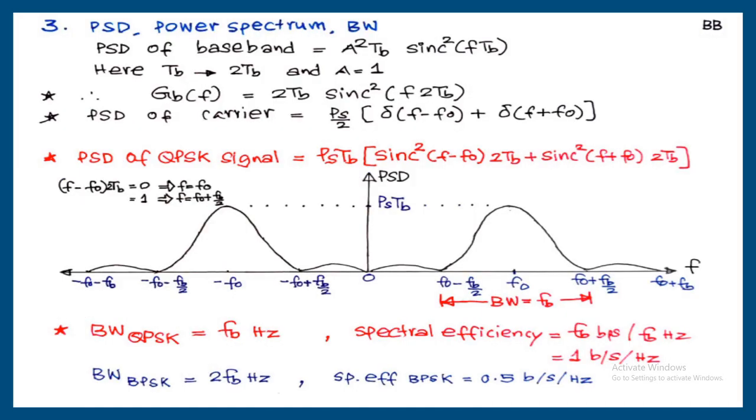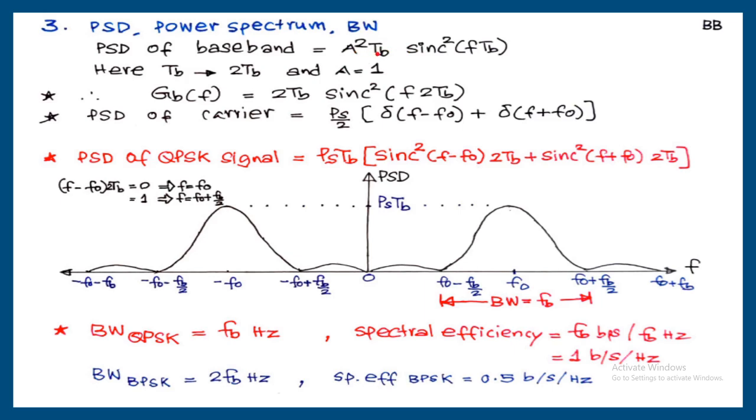Power spectral density, power spectrum, bandwidth and spectral efficiency. The PSD of the baseband signal is written here, and the baseband signal is plus or minus 1 with interval 2TB seconds. Here the general result is written: amplitude plus or minus A and duration TB seconds. So the PSD is A squared TB sinc squared(F TB). But in our case, this A squared is just 1, because A is equal to plus or minus 1.